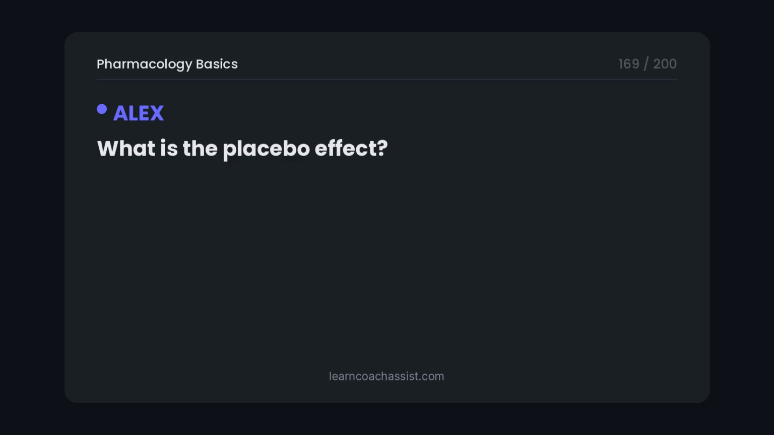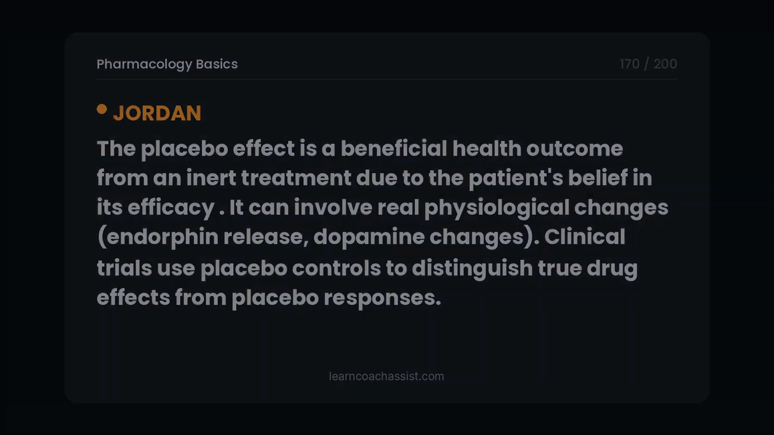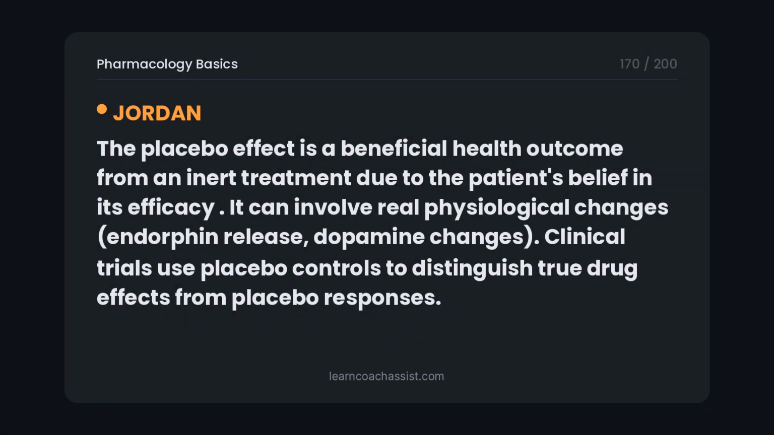What is the placebo effect? The placebo effect is a beneficial health outcome from an inert treatment due to the patient's belief in its efficacy. It can involve real physiological changes, endorphin release, dopamine changes. Clinical trials use placebo controls to distinguish true drug effects from placebo responses.